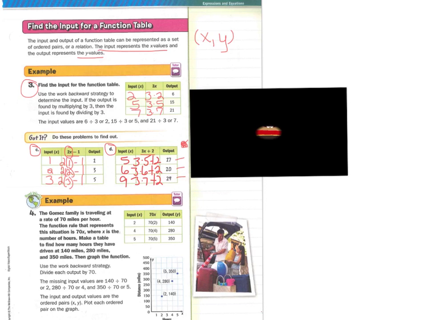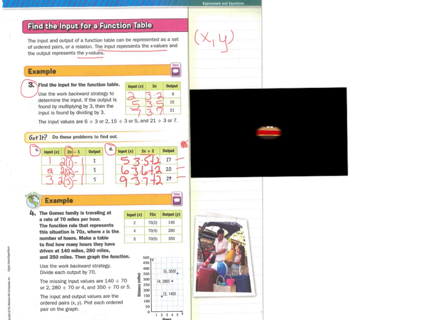Let's look at this real-world example. The Gomez family is traveling at a rate of 70 miles per hour. That means 70 times the hours, which is right here. The function rule that represents this situation is 70x, where x is the number of hours. That's the input. Make a table to find how many hours they have driven at 140 miles, 280 miles, and 350. Then graph the function.